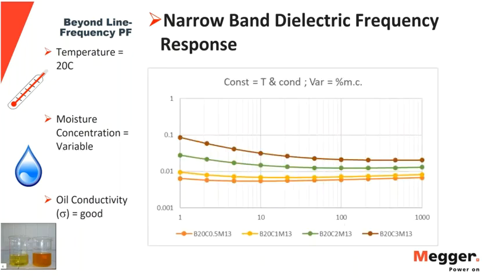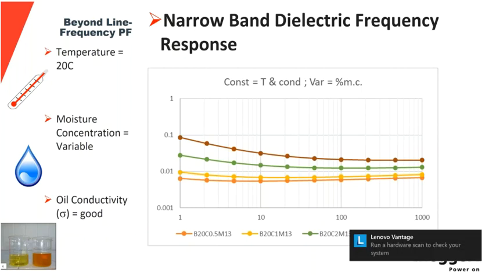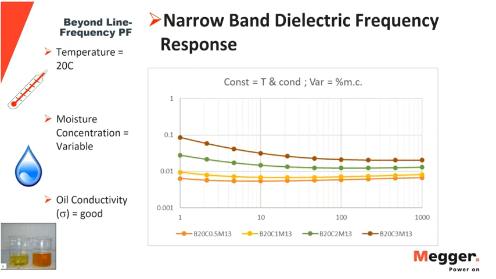On the next one, the component that's being varied is the moisture concentration. So now the oil conductivity is good in all cases, and temperature is the same, but moisture concentration is what is varying. And so you can see the influence, in a controlled environment, that moisture would have on your narrowband DFR test results here.